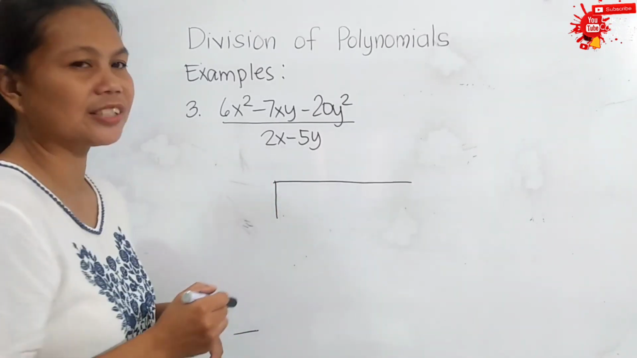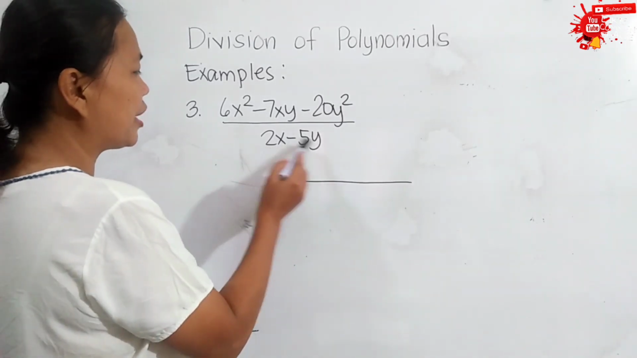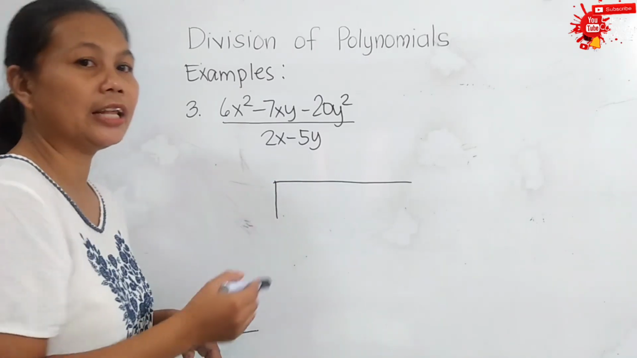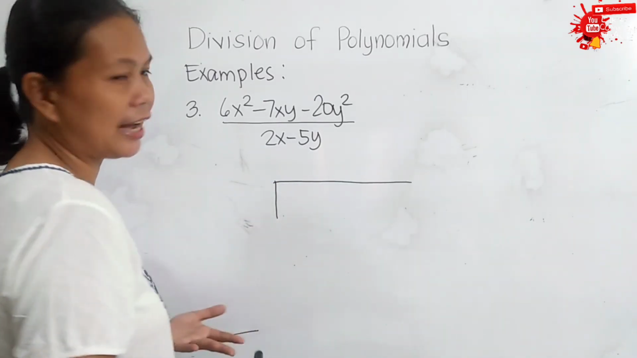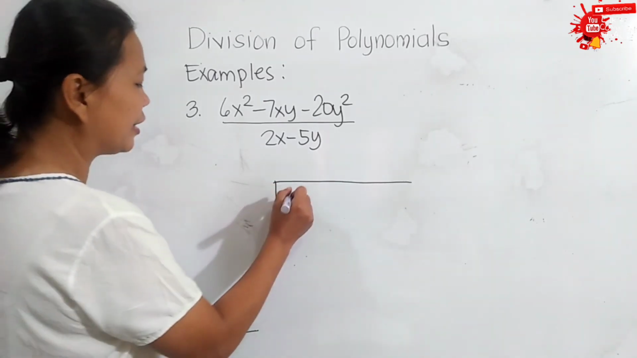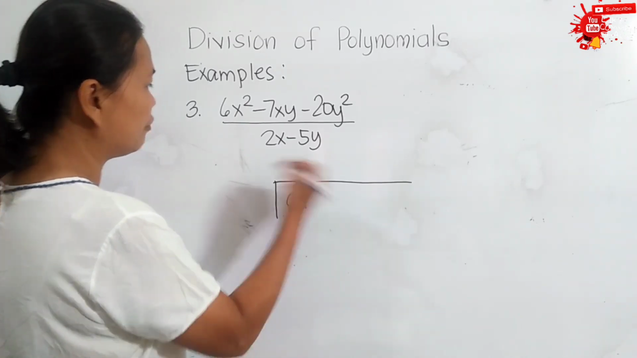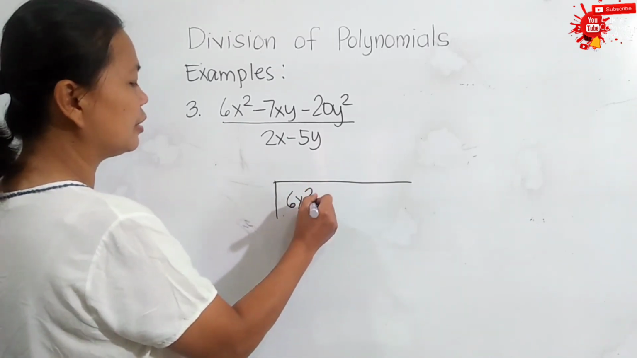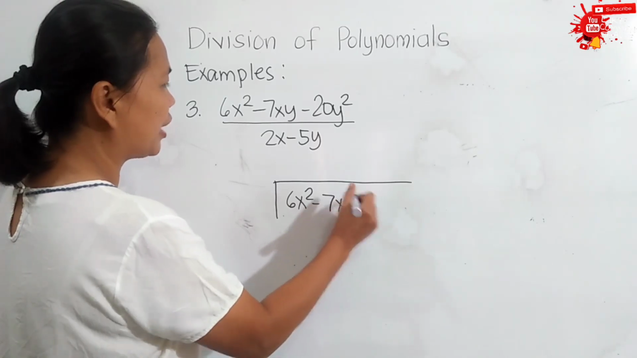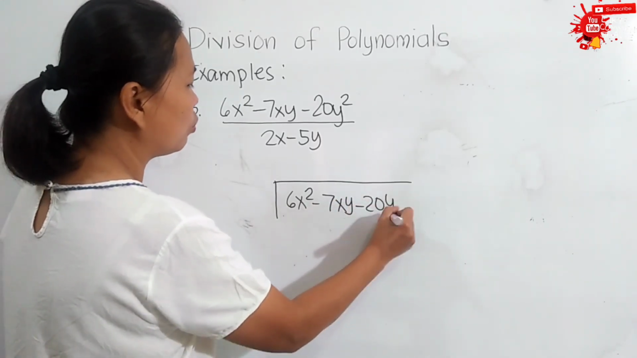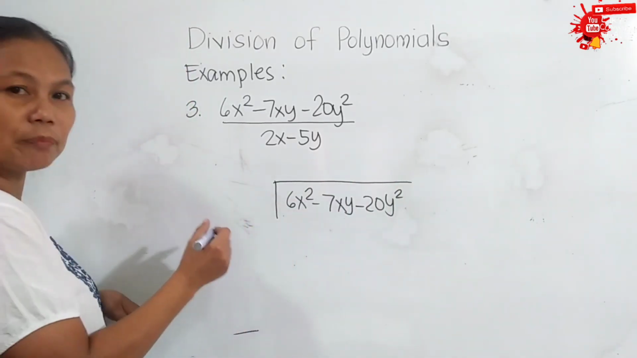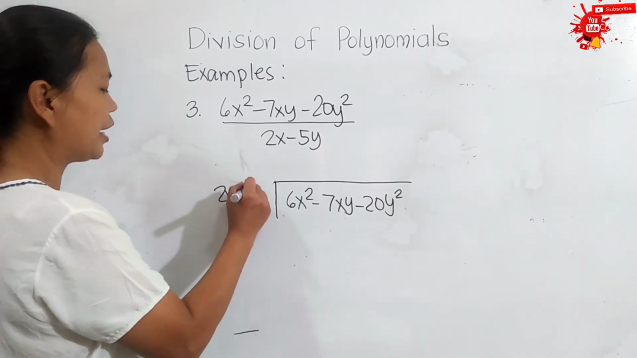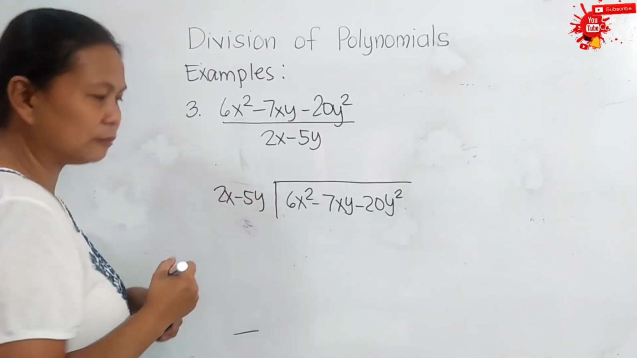And also with 2x minus 5y, because the variables are arranged in alphabetical order. So we can now write the dividend inside the division symbol: 6x squared minus 7xy minus 20y squared divided by 2x minus 5y.